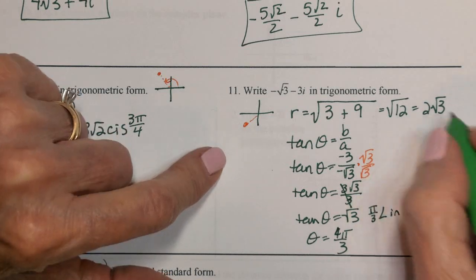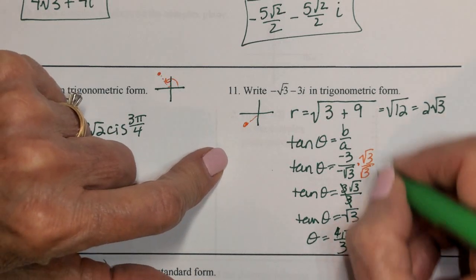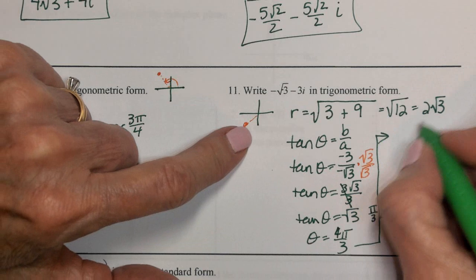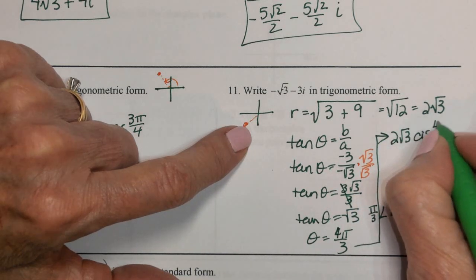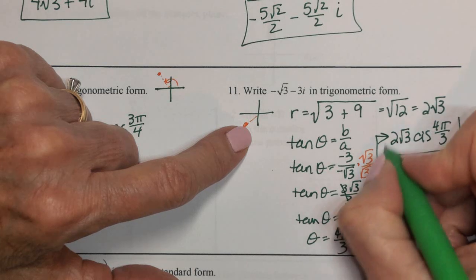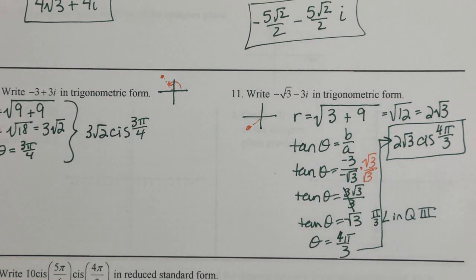So my polar form, I have run out of room, so I'm going to put it up here. The polar form will be 2 square root of 3 cis 4 pi over 3. It takes a little bit longer to write a number in trig form than it does to go from trig form to standard form.